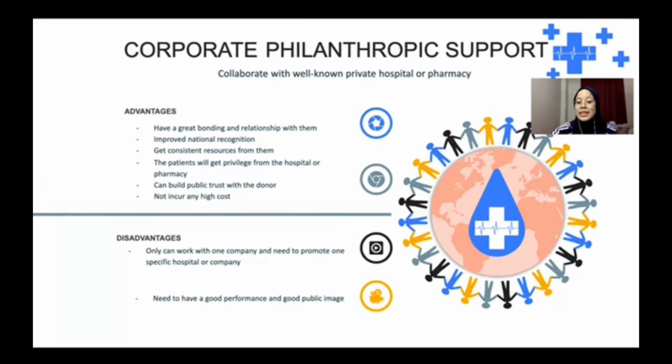In contrast, the disadvantage of this alternative is the NGO can only work with one company and only need to promote that specific company's treatments. This NGO also needs to maintain a very good performance and public image with the hope that the company will accept the collaboration.